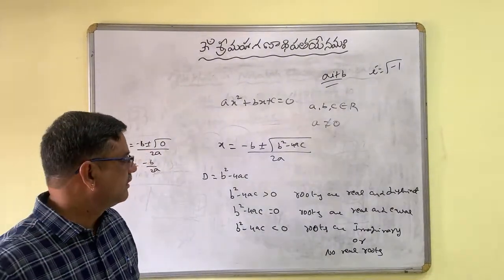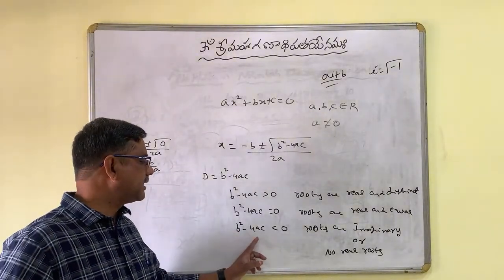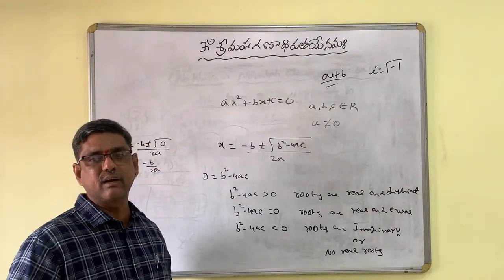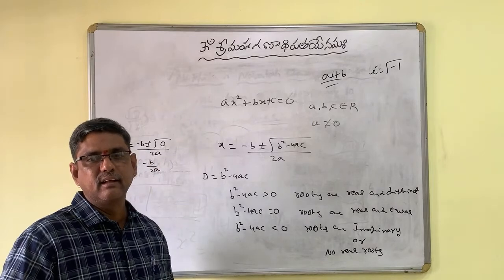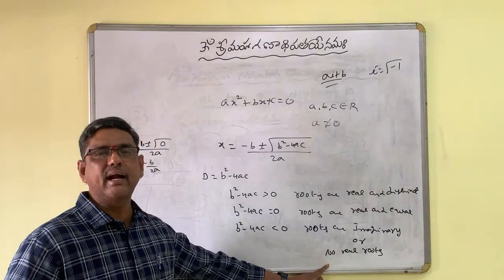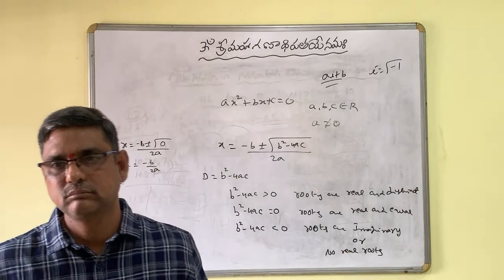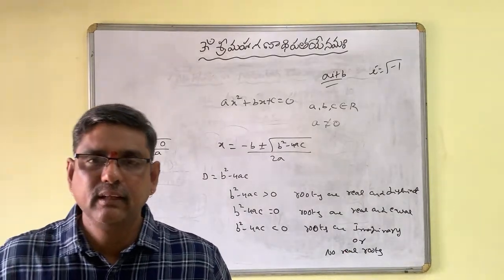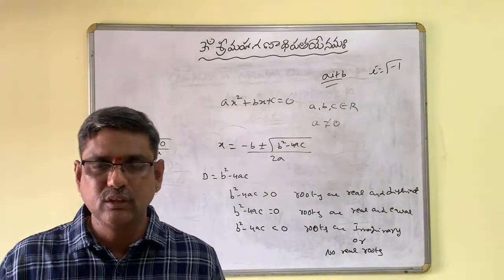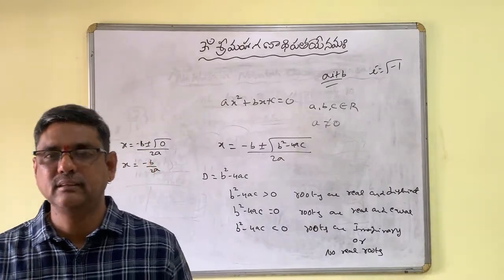If in any equation you find that b square minus 4ac is less than 0, that means you got a negative value for b square minus 4ac, then no need to do anything. You just need to write that the given quadratic equation is not having real roots, and leave the problem like that.